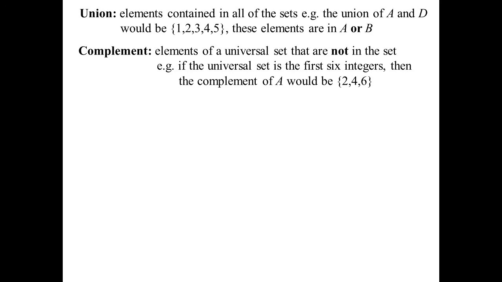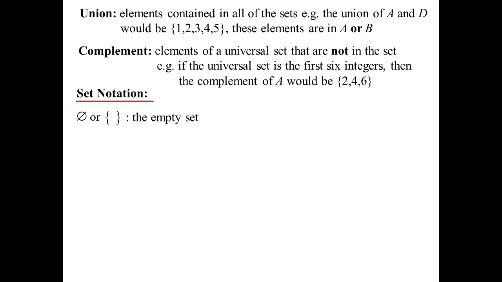Complement, just like in probability, are the objects that are not in the set. So it's the logical opposite, if you like. So a universal set is the first 6 integers. Say we're just thinking of the first 6 integers, then the complement of A would be 2, 4 and 6. Because 1, 3 and 5 are in our set, therefore 2, 4 and 6 are not.